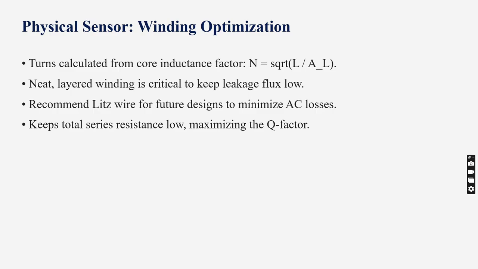For future high volume integration, we recommend using Litz wire because it consists of multiple individually insulated copper strands woven together. It prevents AC skin effect loss within the coil itself. This keeps the series resistance low and preserves our higher Q factor.